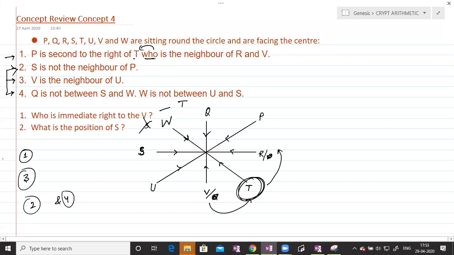Next one. What is the position of S? It could be anywhere. In between W and U, or you can say the immediate left of U, or immediate right of W, or it could be any other. That depends on the options, right? Or I can say the second left of Q, second right of Q, and second left of V.